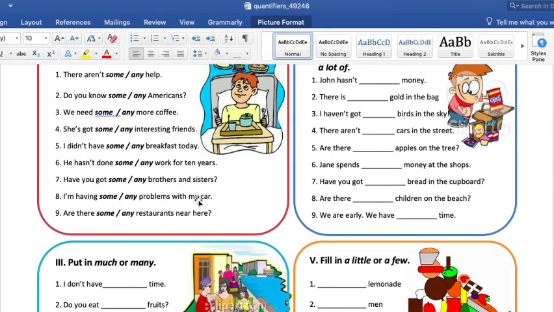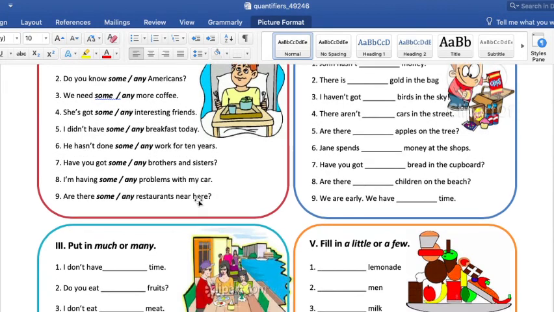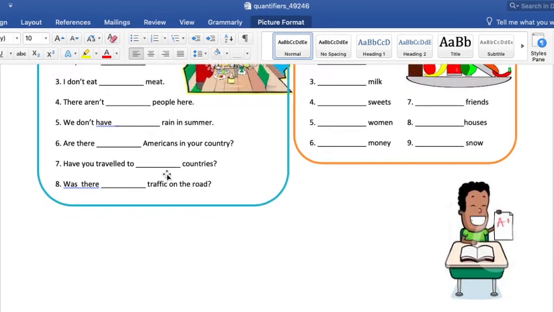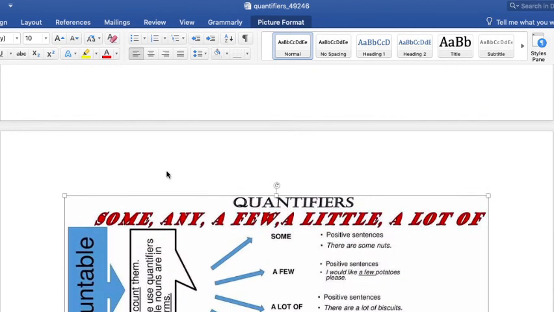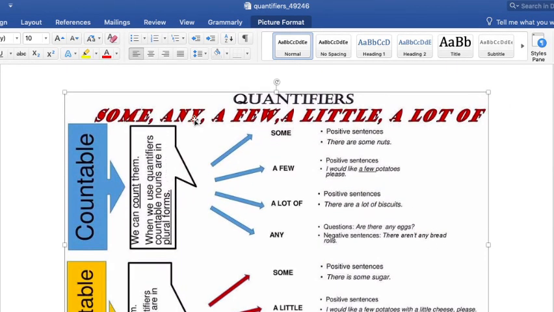If you have doubts, please, we can have a Zoom meeting to explain this better if the video is not enough. So if you have questions about the quantifiers, some, any, a few, a little, and a lot, please drop me a line and I'll be more than glad to clarify any question that you may have.